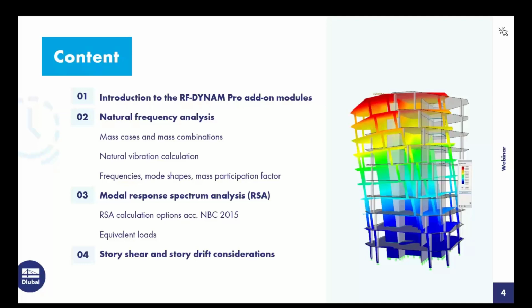Then we'll move on to a modal response spectrum analysis. For this, we'll set up our calculation options specifically according to the NBC 2015. We'll generate these equivalent loads and export them back out to the main program, RFEM. And finally, towards the end, we'll take a look at story shear and story drift considerations, again, specific to the NBC standard.